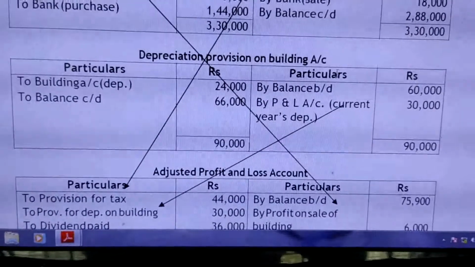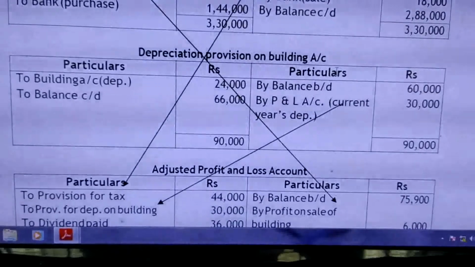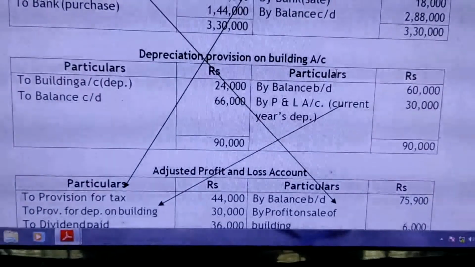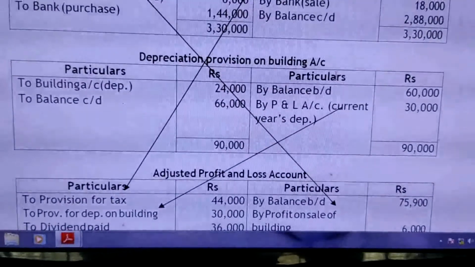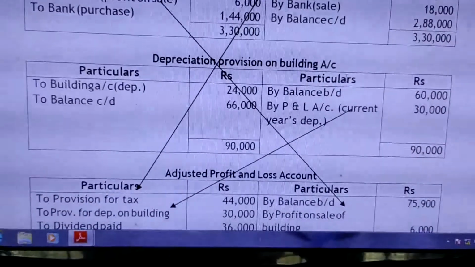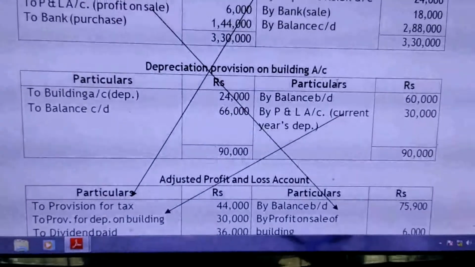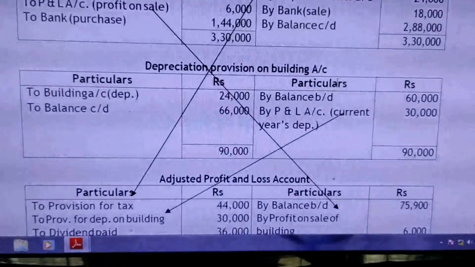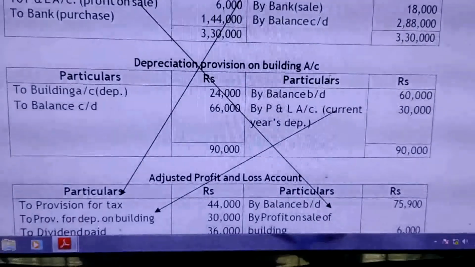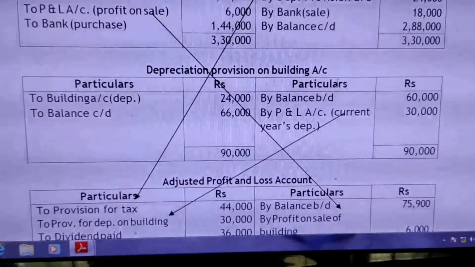And the next adjustment is the provision for depreciation on building account. So the opening balance of the liability, that is provision for depreciation, will come under the credit side. So by balance brought down 60,000 and to balance carried down 66,000, and to building account 24,000 depreciation, and current year depreciation 30,000. So the balancing figure 24,000 will be the current depreciation for building.